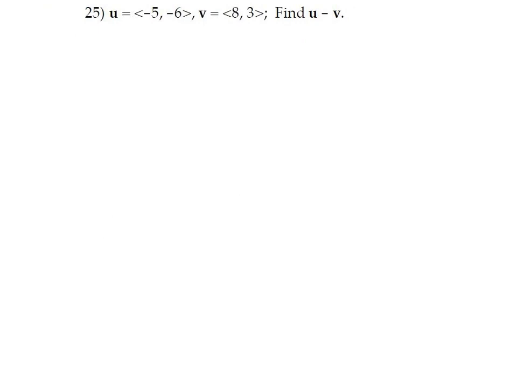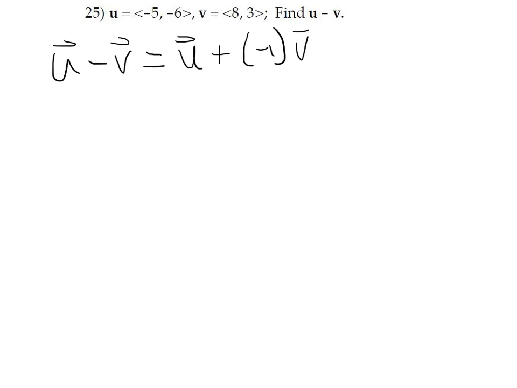So we're given u equals, in component form, negative 5 comma negative 6, and the v vector is 8 comma negative 3, and we're asked to find u minus v. I don't know about you, but when I do subtraction in my head, I tend to make more mistakes than if I do addition. So the way I work u minus v in vectors is I actually work out u plus negative 1 times v.